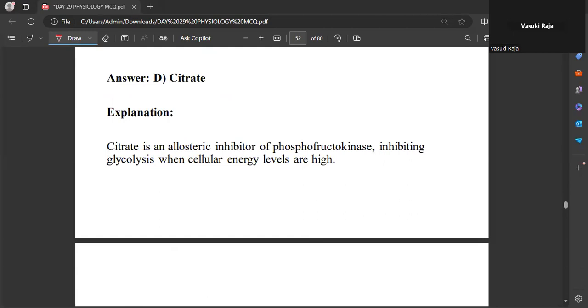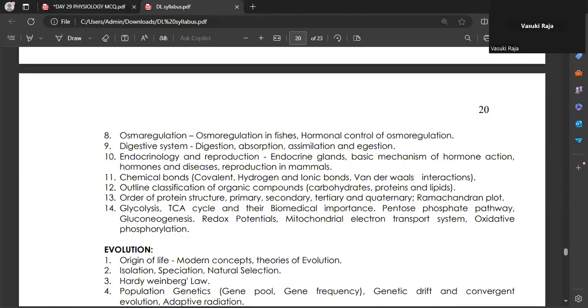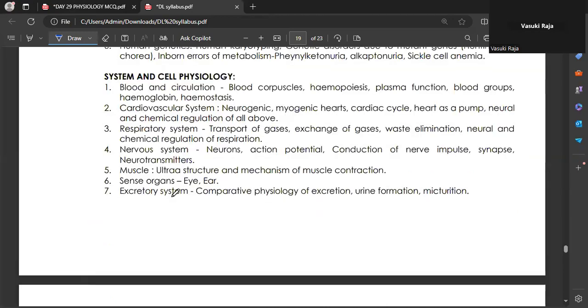Okay. Are there any doubts regarding today's class or anything else? The pentose phosphate pathway, gluconeogenesis, mitochondrial electron transport chain, and oxidative phosphorylation will be pending, and reproduction in mammals will be pending. That's all about the physiology, and tomorrow everything will be completed. If you have any doubts, you can ask me. Just one more minute is there, or else you can leave the class.